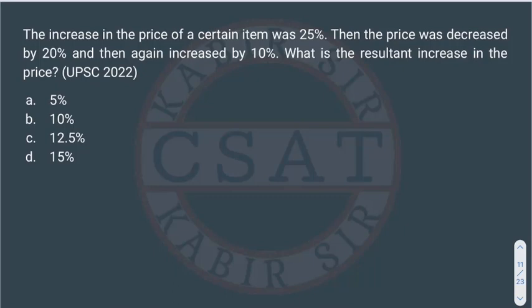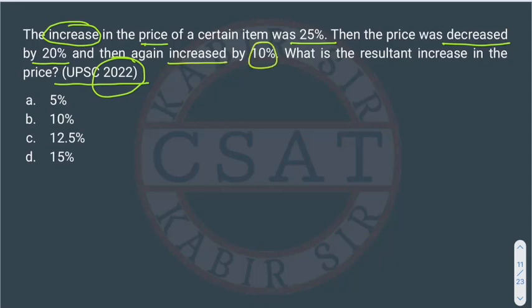Now this is a question asked in UPSC 2022. The question is: the price of a certain item was increased by 25%. Then the price was decreased by 20%, and then again increased by 10%. So what is the resultant increase in the price?